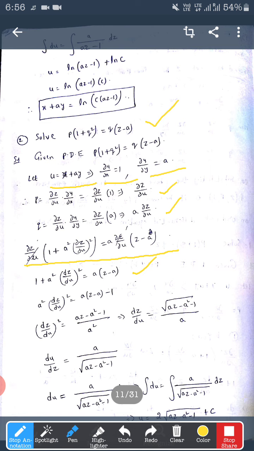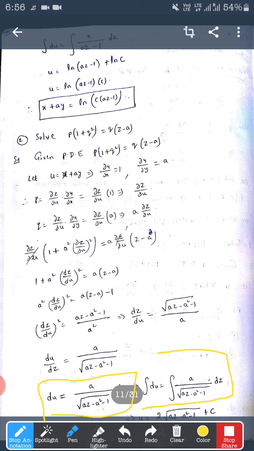So here we have to remember, in place of partial derivative, we are writing ordinary differential equation, that means dz by du whole square. So after simplifying this, the variables are separated. dz by du whole square is equal to (az minus a square minus 1) by a square. Therefore, further simplification, dz by du is equal to square root of (az minus a square minus 1) by a, and du by dz is equal to a by square root of (az minus a square minus 1). So after separating variables, that means du is on one side and the remaining variables are on the other side.